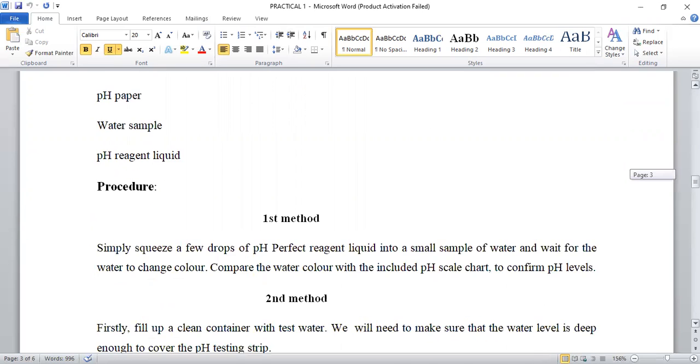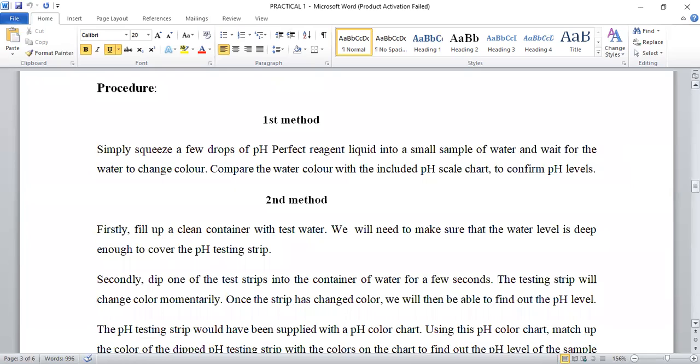There are two methods of measuring the pH of the water sample. The first method is by simply squeezing a few drops of pH reagent liquid into a small sample of the water. Then we wait for the water to change its color, and then we compare the water color with the included pH scale chart to confirm the pH level.